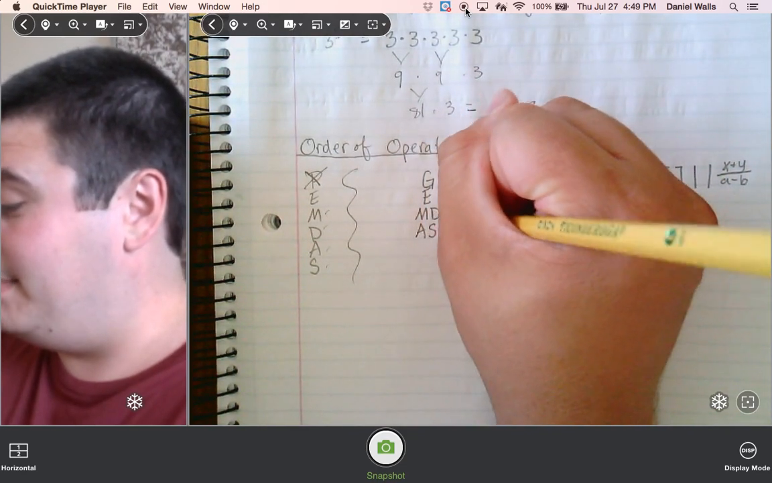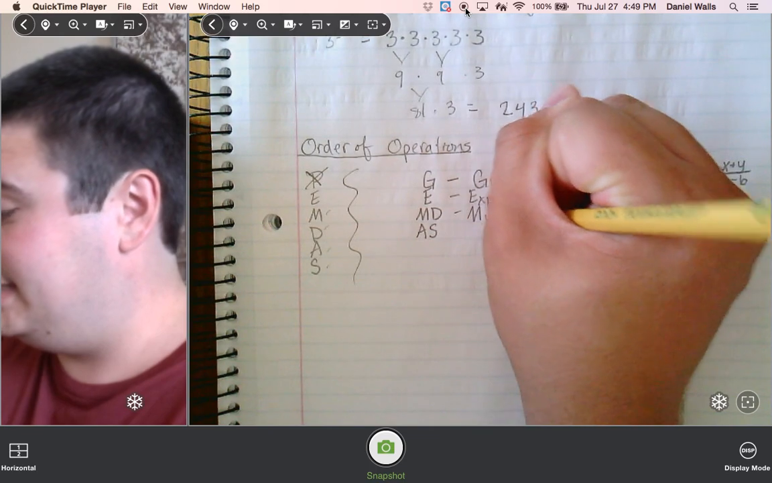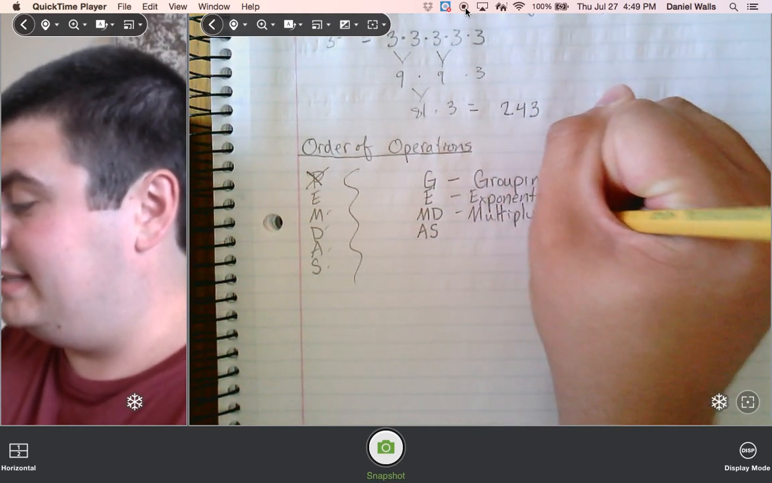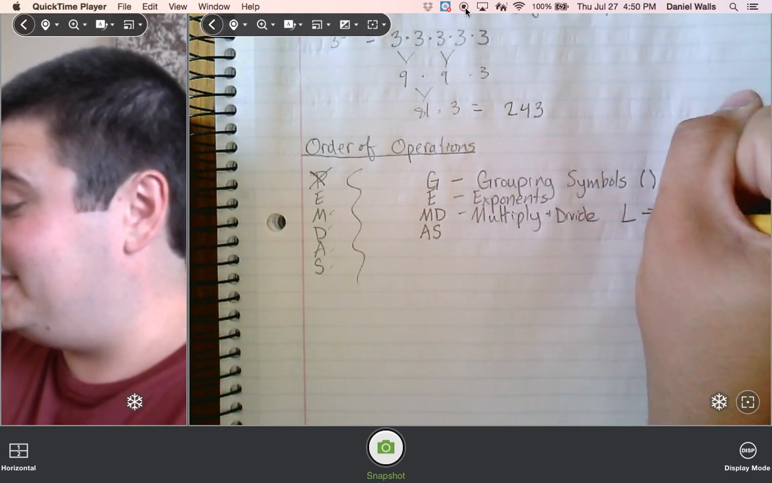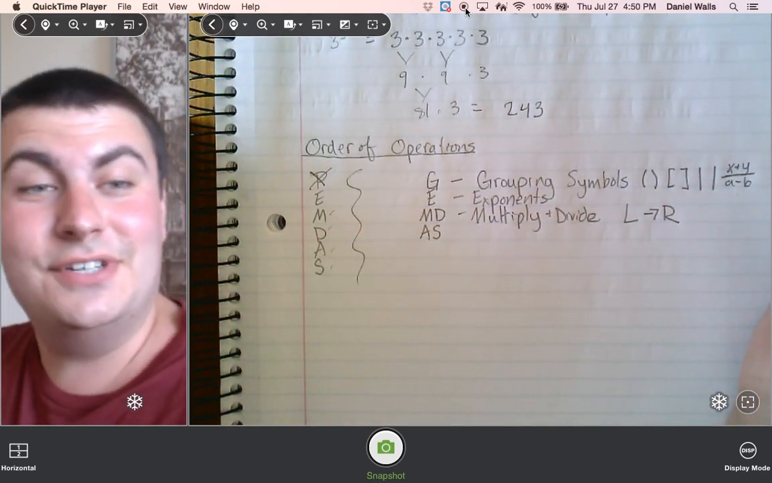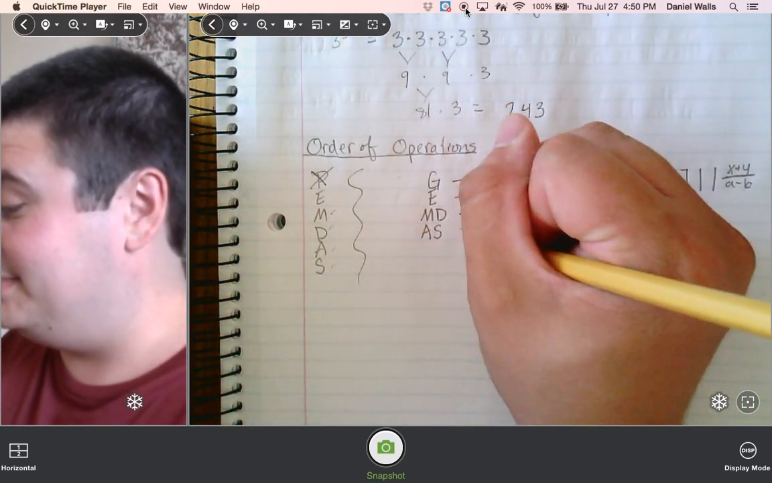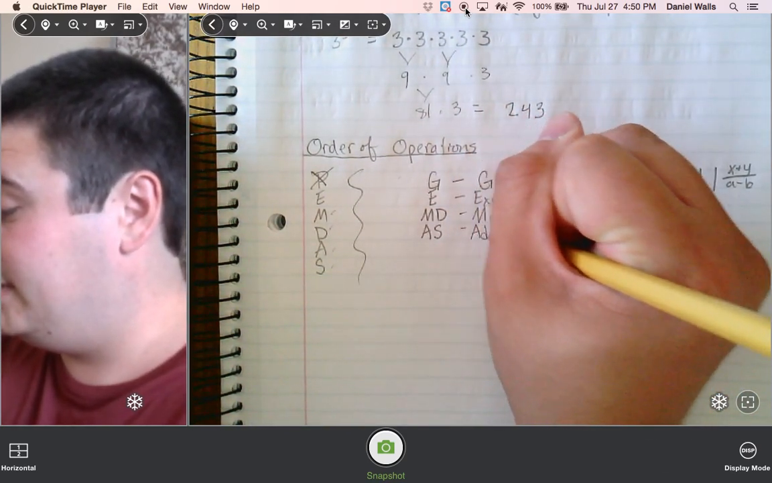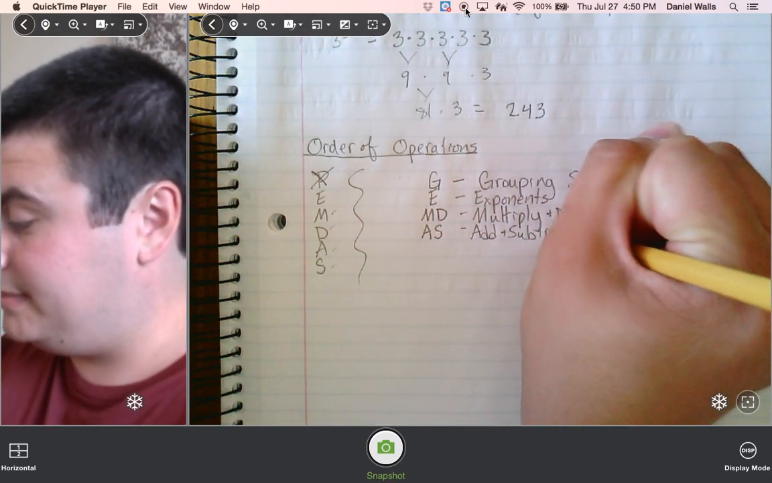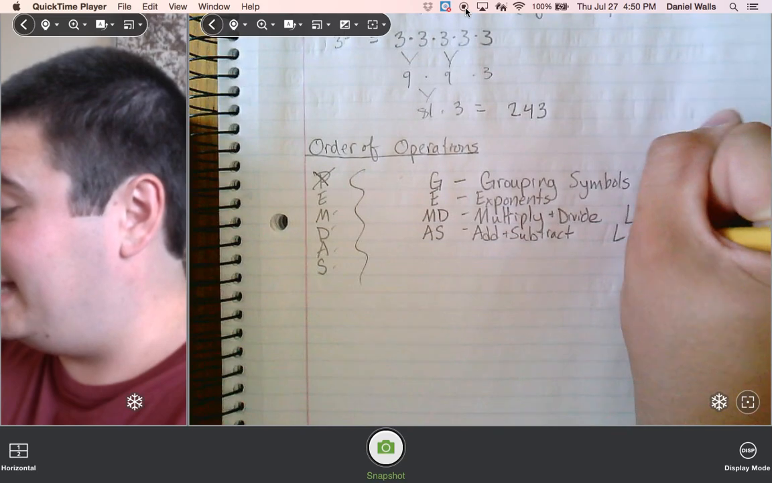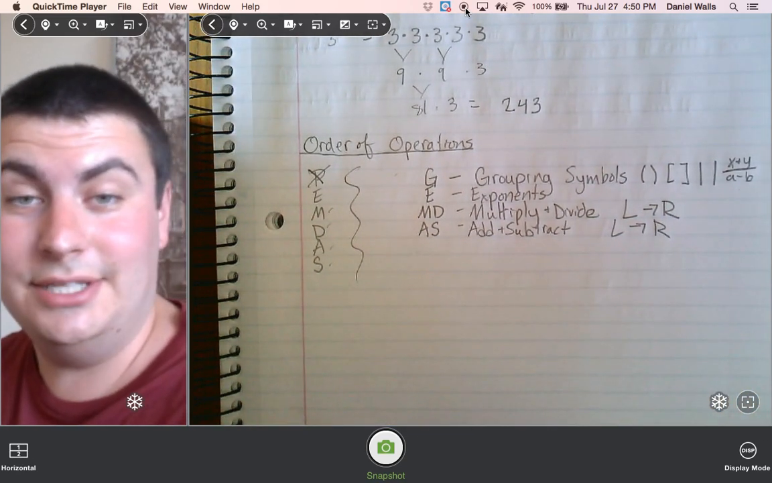MD, we look at multiplication. We look at multiply and divide together from left to right, whichever happens first, going from left to right. And then we look at addition and subtraction. We add and subtract, again from left to right, as we would read it across the page.